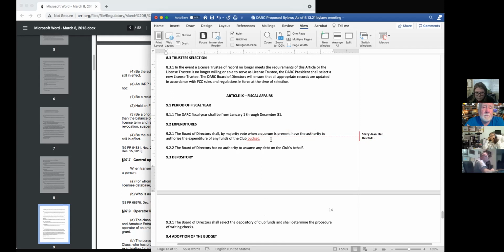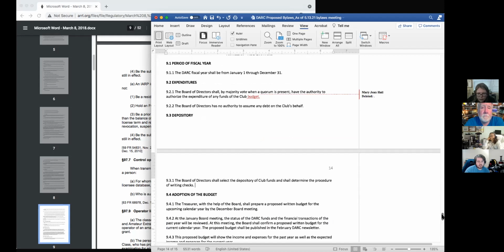So if we were to open up a CD, does that count as an expenditure? No, that's a transfer. Transfer, yeah. So does that fall under this fiscal affairs? Yes, depository. No, it's a deposit.